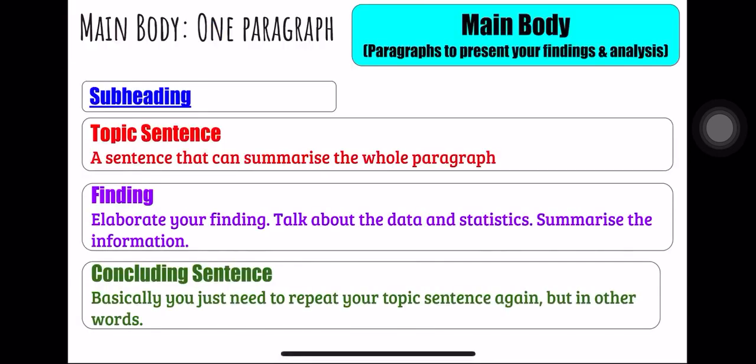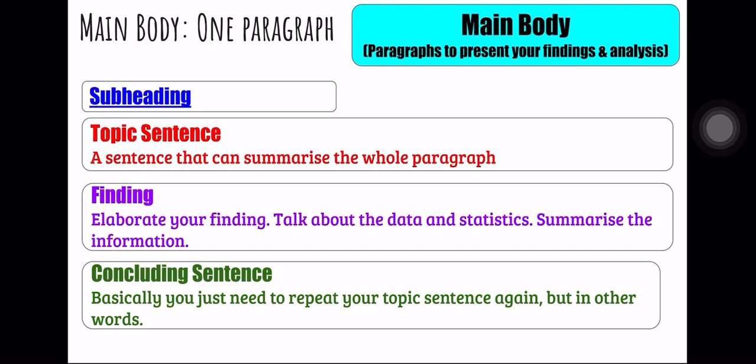Okay. Now we move to the main body. We'll take a look at one paragraph as an example. In the main body, you need to present your findings. But before writing a paragraph, always remember to add a subheading. A subheading is a subtitle, so that when readers see this subtitle before reading your paragraph, he or she immediately will know what you're going to talk about in that paragraph.